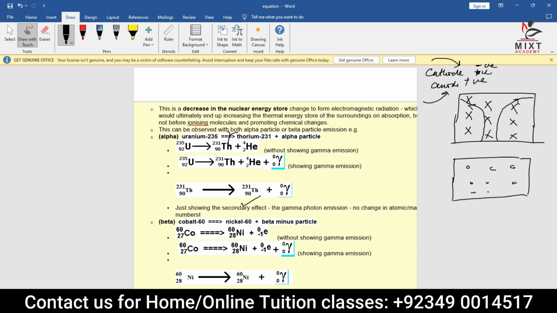So if you want to write it down, put a heading gamma decay and write these two equations. This one and that one. And write down that it doesn't affect the mass number, or in other words, nucleon number or proton number of an element. No change. Write these two examples, one with the thorium and one with the nickel. I hope everyone has written this.